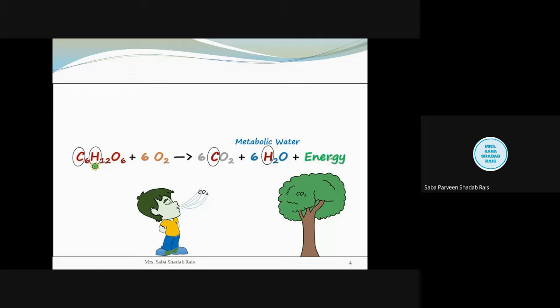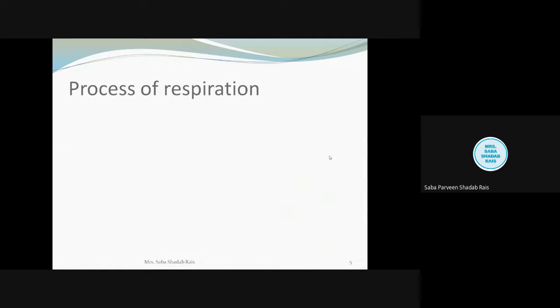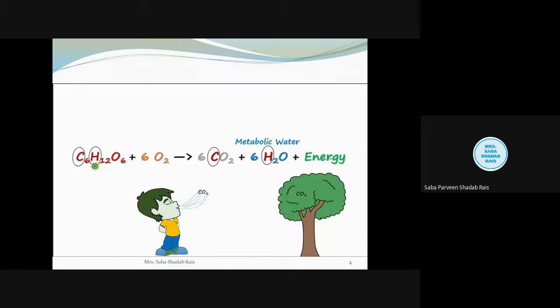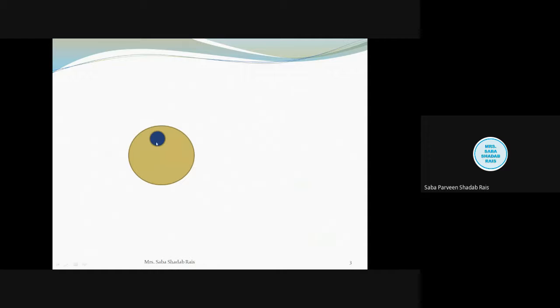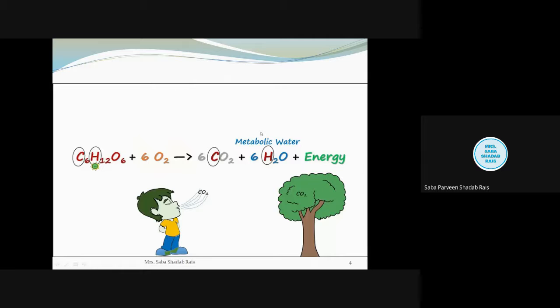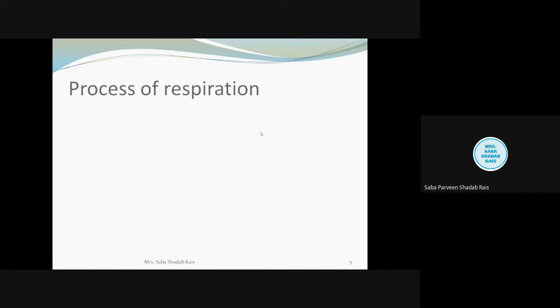Any doubt till here? Shall we go ahead? Now, when we talk about the process of respiration, as I told you, breathing is a smaller subset or smaller process. Likewise, respiration has many processes, children. Especially, it has three processes. The first and the most important process is external respiration, which is simply breathing, you can say.